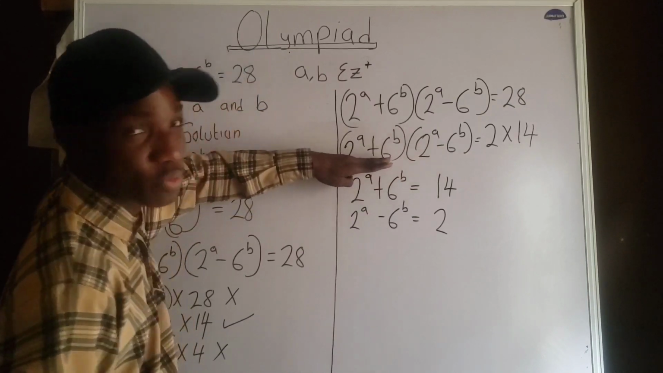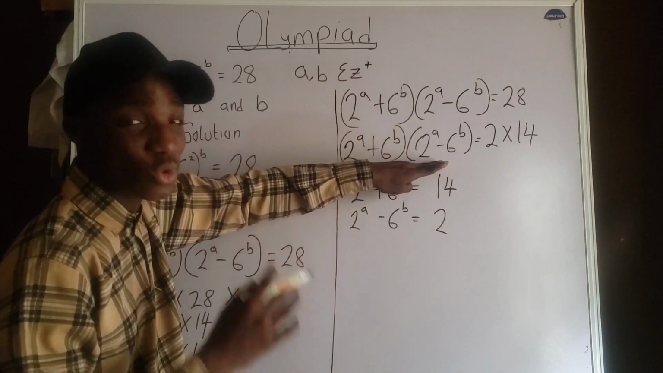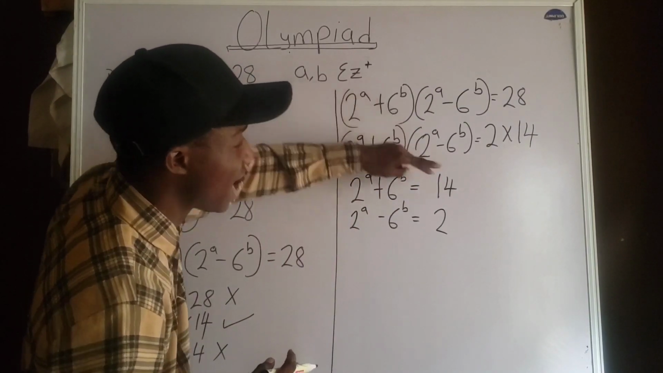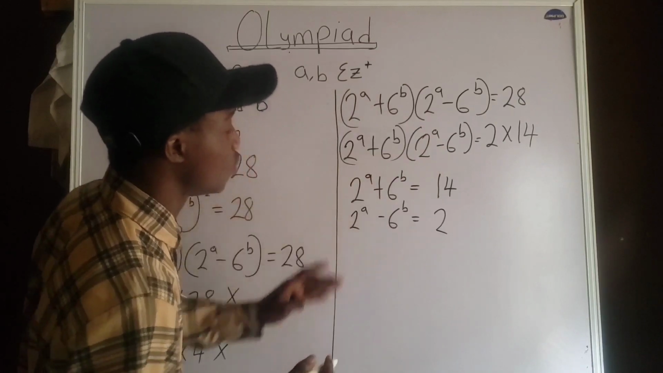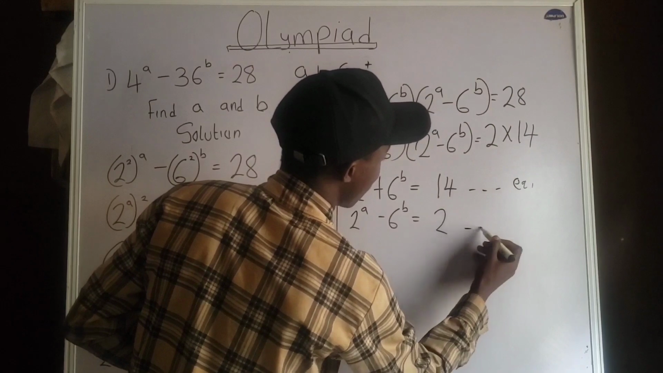The value of 2 raised to the power of a plus 6 raised to the power of b will be greater than the value of 2 raised to the power of a minus 6 raised to the power of b. That is why I equate 2 raised to the power of a plus 6 raised to the power of b as 14, and this equals to 2. Now let me call this equation 1, and let me call this equation 2.